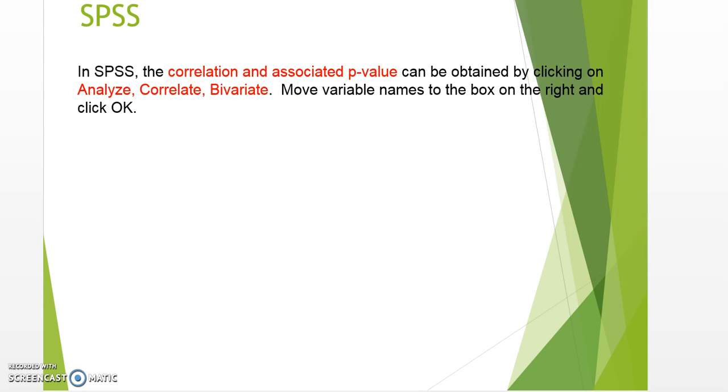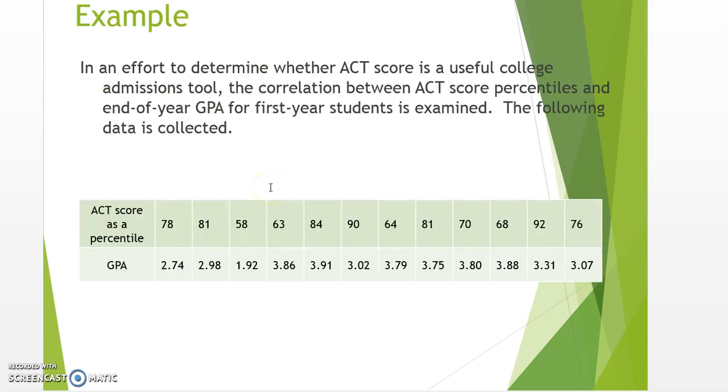For illustration, we're going to revisit the example that we did in the other lecture. So in an effort to determine whether ACT score is a useful college admissions tool, the correlation between ACT score percentiles and end-of-year GPA for first-year students is examined. The following data is collected, with the ACT score as percentile in the first column and GPA as the second column.